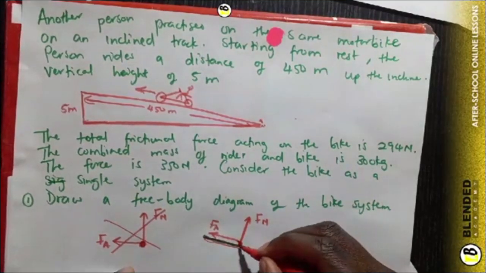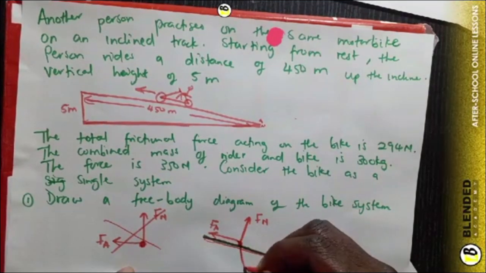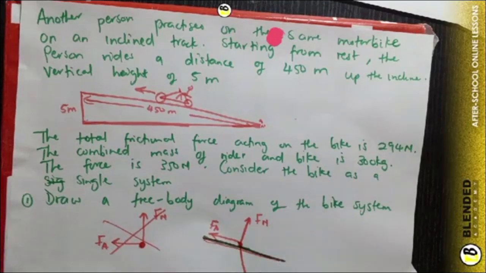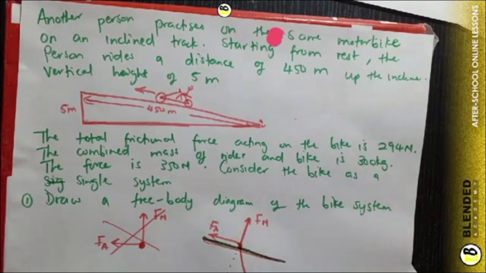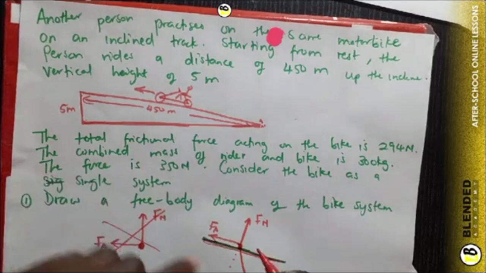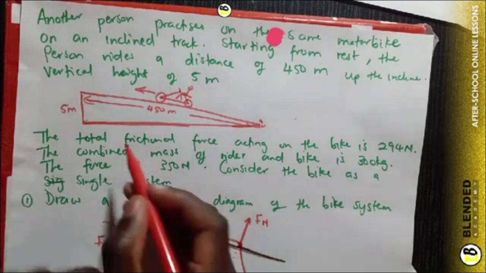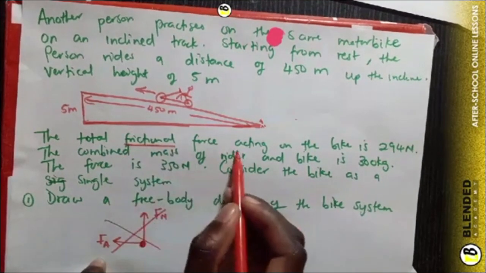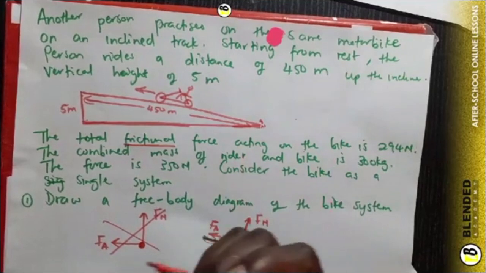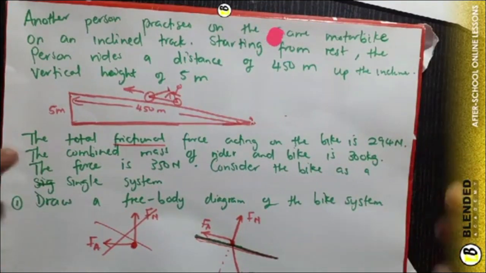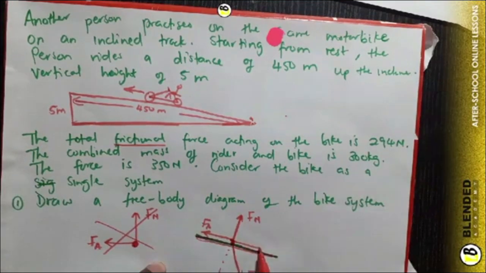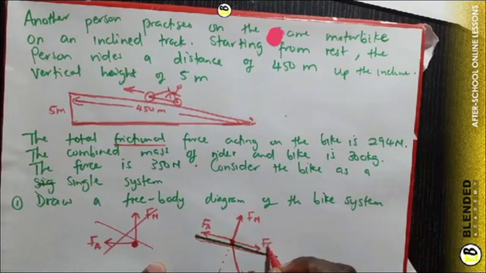Now we're going to have the force due to gravity. In this case, it's acting at an angle because we're dealing with an inclined plane. That's your weight, the weight of the bike system. And then remember, they told us that there is some friction going on here as the bike is moving up the incline. So now we're going to have friction there. That's the frictional force, FF.